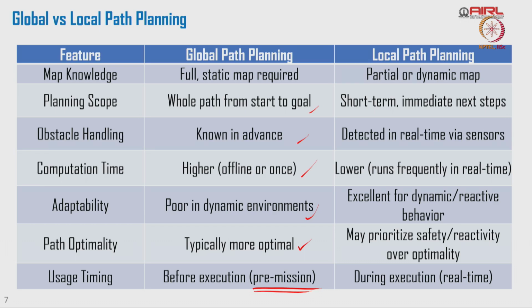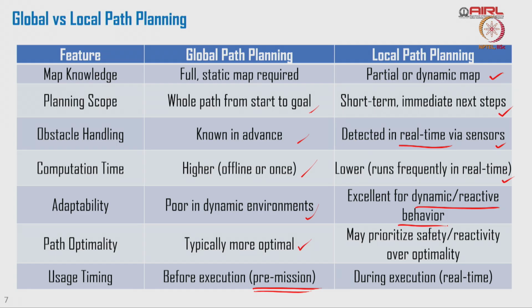However, for local path planning, we have some dynamic scenarios involved in the environment, or the map is partially known, not entirely. It happens for short term, immediate next step decisions are to be taken here. Obstacle handling: once it is detected by sensors, then it can take care of the obstacles in real time. Computation time is comparatively lower because it is for shorter range duration, but depending on the algorithm it can be complex. Adaptability: it is excellent for dynamic or reactive behavior.